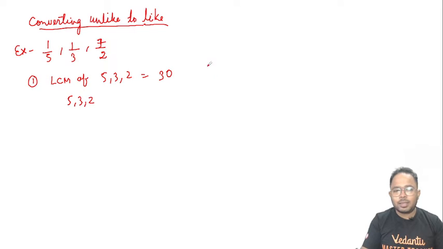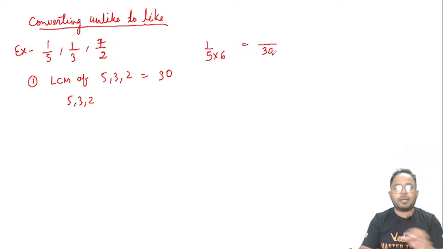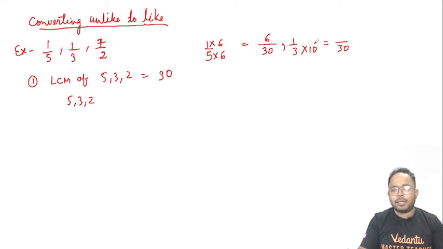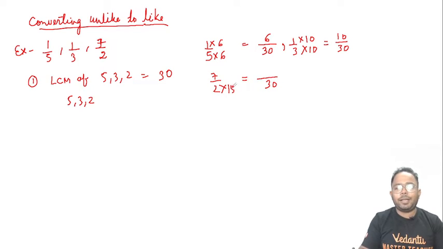Now what we can do is we have 1 by 5. Now in order to make the denominator 30, what I have to do is I have to multiply by 6. 5 6s are 30. So let's do the same with the numerator. So we get 6 by 30. Similarly, 1 by 3, we should multiply something to bring it into denominator 30. So we'll simply multiply by 10. 3 tens are 30. So we'll multiply with the numerator also. It becomes 10 by 30. And the same goes with 7 by 2. 2 into 15 we know is 30.